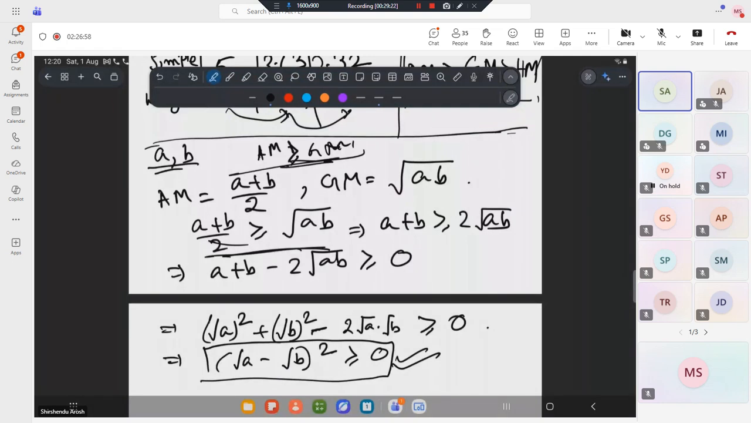So that is a very basic way to show the process of how we can show the AM and GM things.